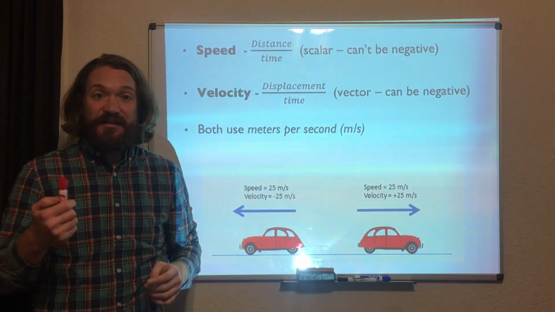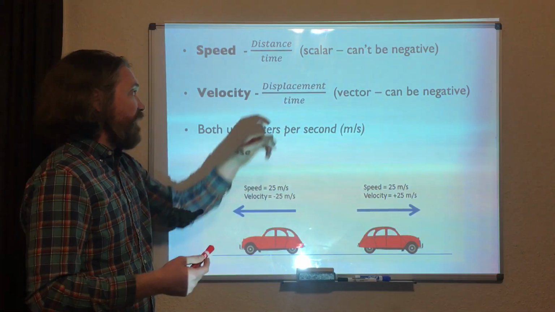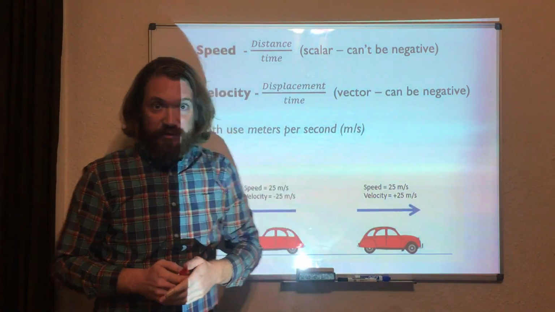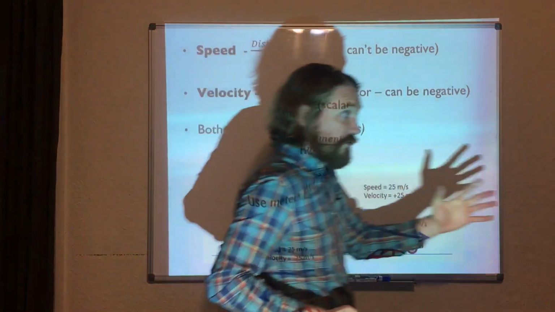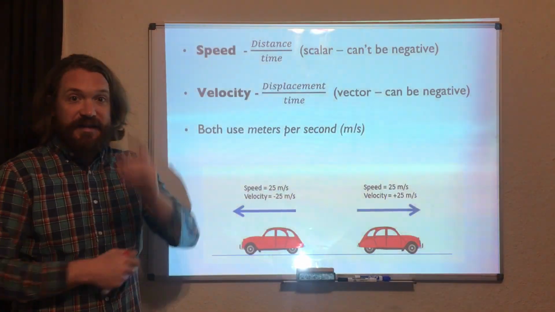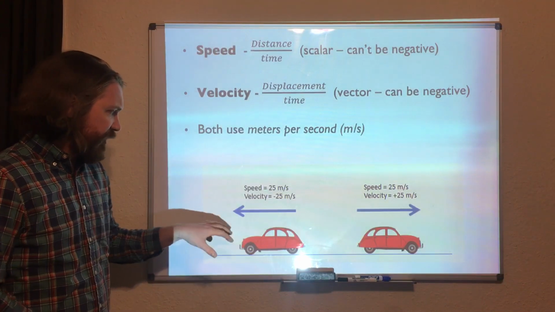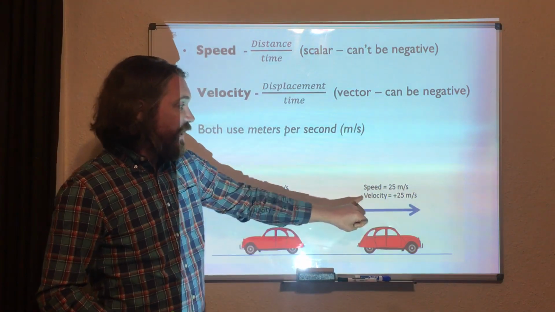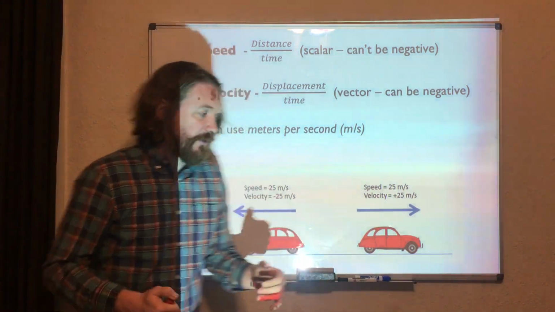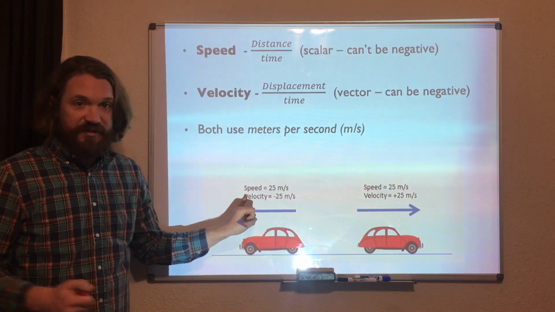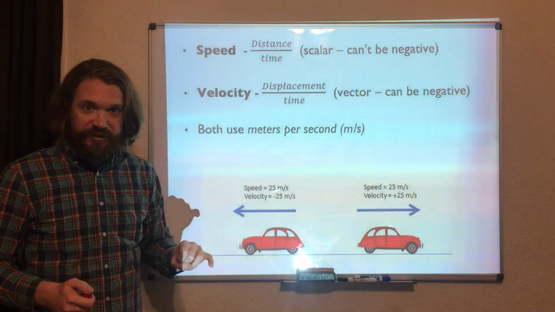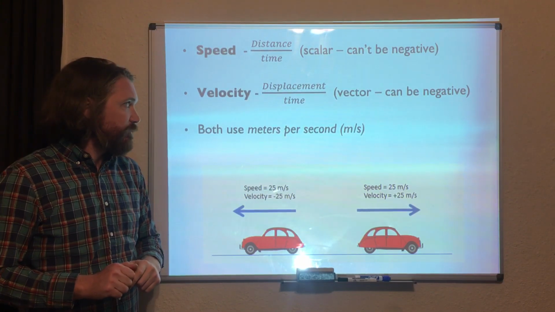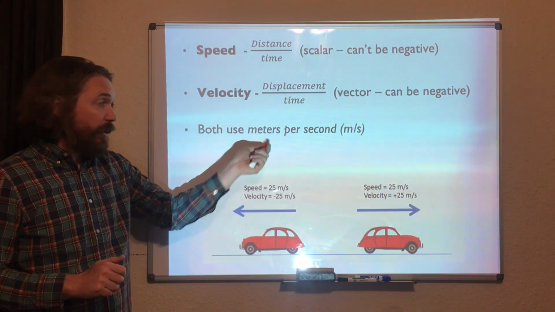Velocity is different. Velocity is displacement divided by time, meaning that it's a vector, which means it can be negative. So velocity cares. If you're going forwards, it's positive, and if you're going backwards, it's negative. And again, I've included a little picture here. If the car is moving forward, its speed is 25 meters per second. Its velocity is positive 25 meters per second. And if we're going backwards, our speed is still the same, 25 meters per second, and our velocity is negative 25 meters per second. Both of them use meters per second.